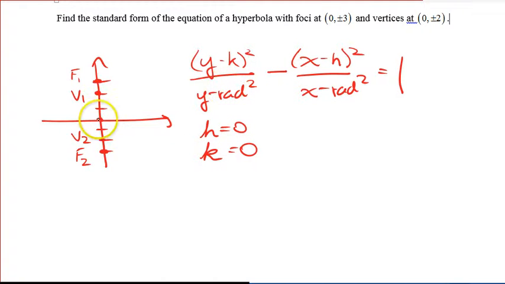On a vertical hyperbola, it's the distance of the vertex from the center. Clearly our y radius is just 2 units. What about our x radius? Well, we don't know that, right?